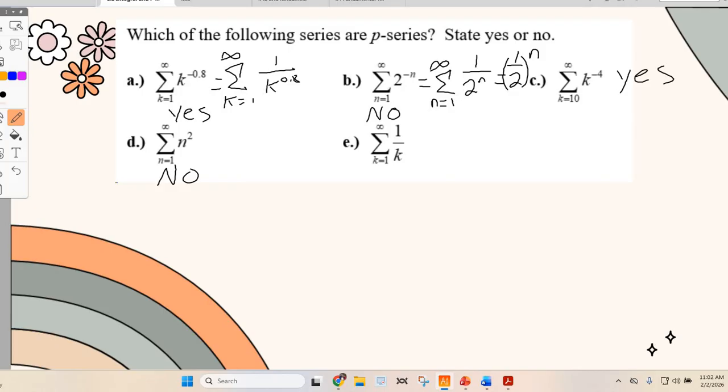Alright, what about our last one? Would it converge or diverge? Diverge. Yes, no, maybe, so. Okay.